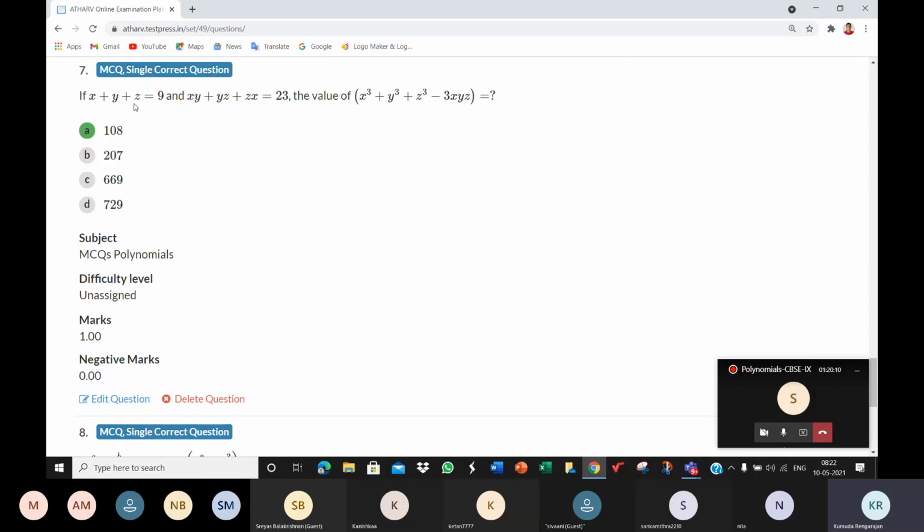And that can be found by squaring this equation on both the sides. When you square it, you should use the identity. So this is x square plus y square plus z square plus 2 of xy plus yz plus zx. On working, you'll find the value of x square plus y square plus z square, and substitute, and you'll easily get 108.